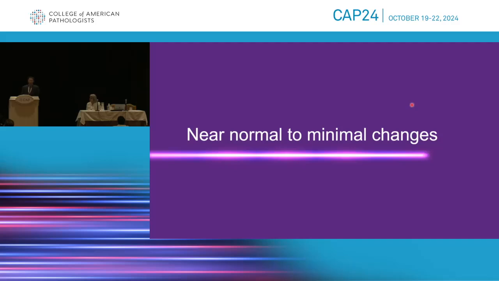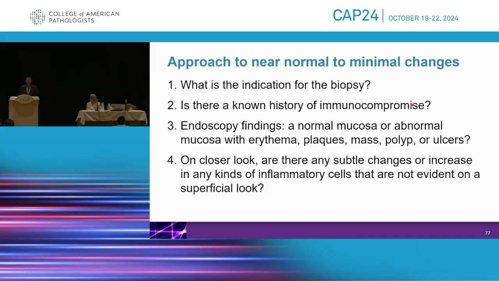First, start with the near normal to minimal changes, when there is lamina propria or submucosal involvement with GI infections. When we receive these kinds of specimens and look at the slides, we always ask ourselves: why did the patient come for the biopsy? Is the patient immunosuppressed or not? What were the endoscopic findings at that time? And when you do not see anything specific on the slide, you always need to go to higher power to identify any subtle inflammatory changes that may suggest an infection.